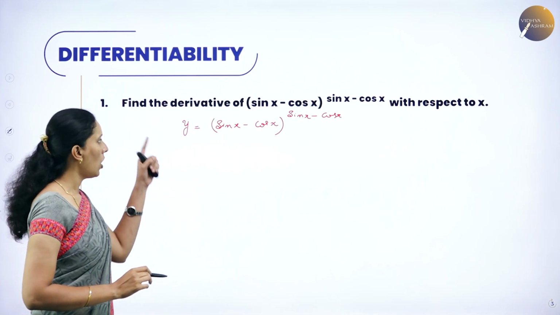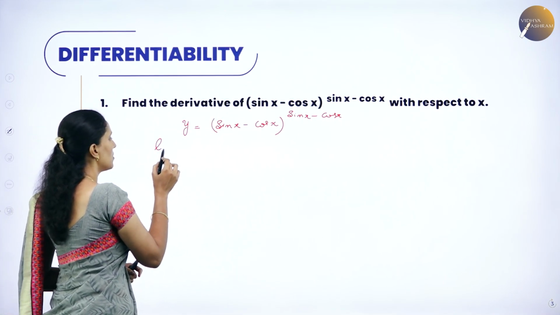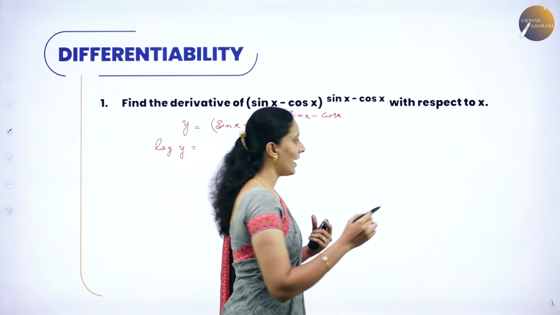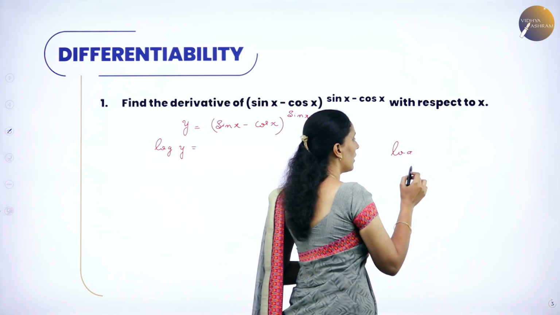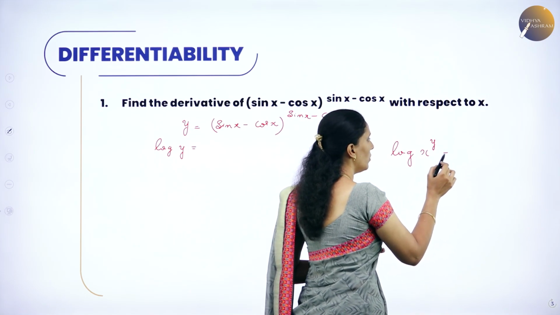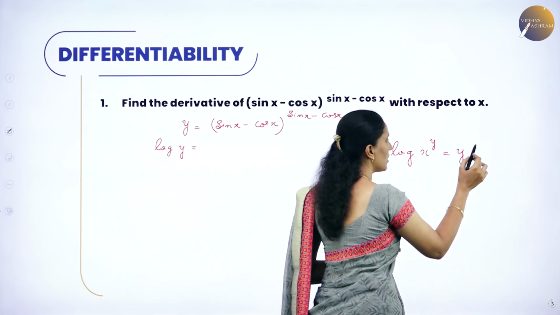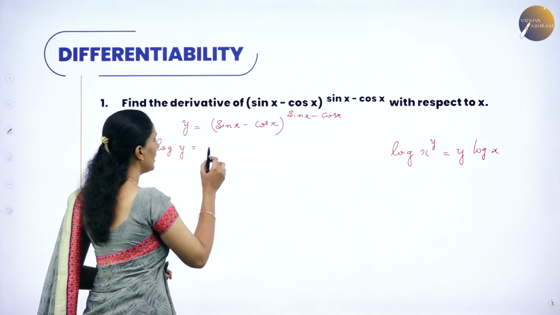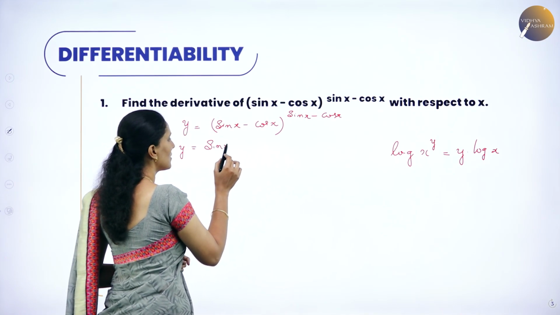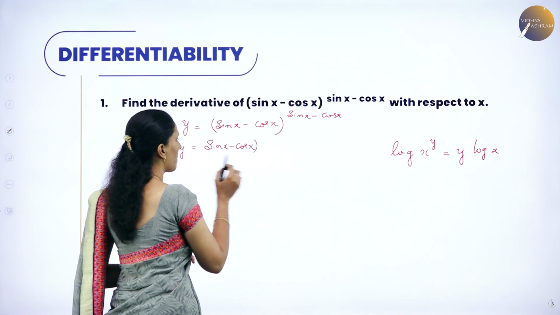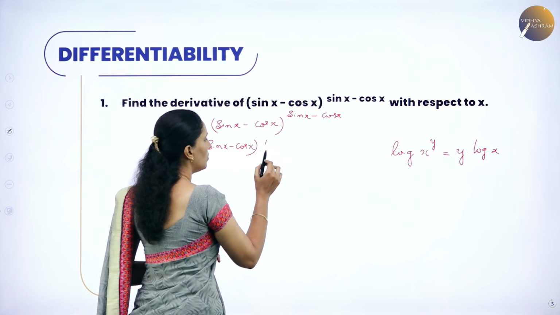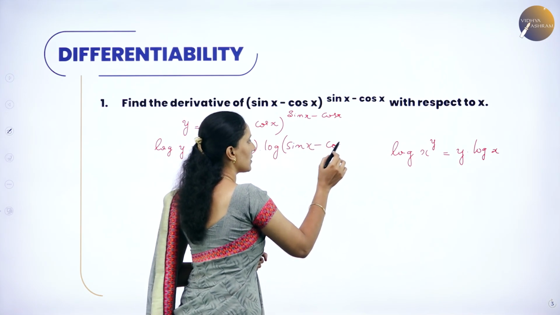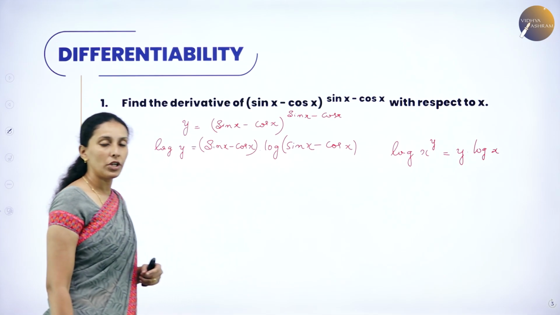Now when you apply log on both sides, this becomes log y is equal to, so whenever you apply log to an exponential function, this can be written in the form of y into log x. That is why here I can write this as (sin x minus cos x) into log of (sin x minus cos x). Now differentiate on both sides.